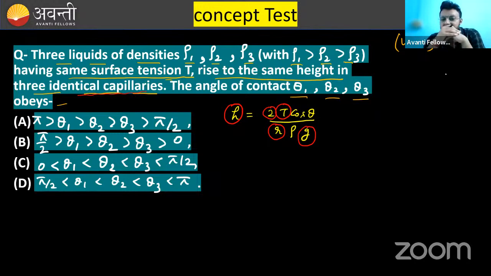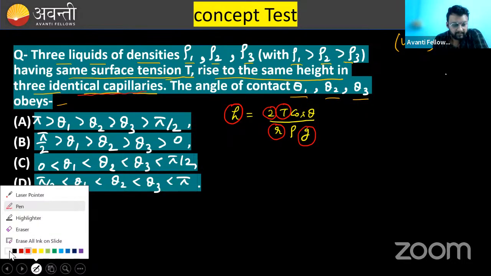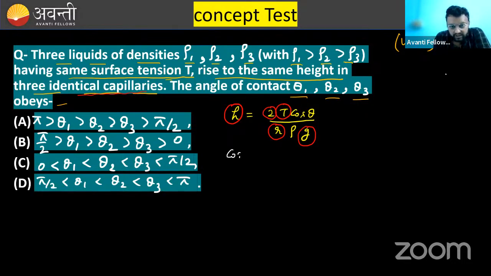So now what I can see is that all these circled quantities are constant. You can conclude from this relation that cos theta is proportional to rho. This rho will move there, and all other terms are constants. That means cos theta is proportional to rho. And it is given that rho 1 is greater than rho 2 is greater than rho 3. That means rho 1 is highest, so the corresponding angles are theta 1, theta 2, theta 3.